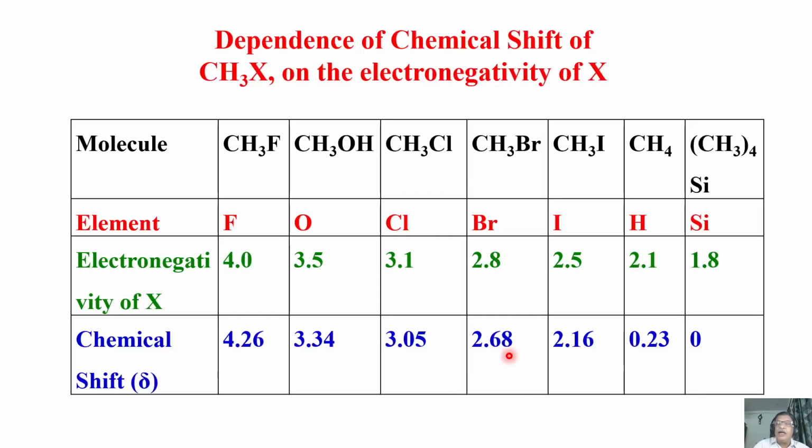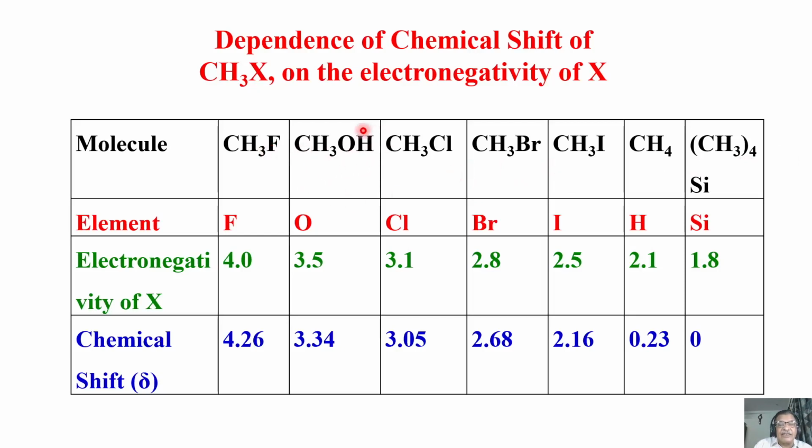Now the dependence of chemical shift of the CH3 group, CH3X, on the electronegativity. I'll tell you how beautifully the effect of electronegativity is seen in another example. Of course, we saw CH3F. We saw that in methane. We changed the substitution from iodine, bromine, chlorine, and fluorine, and we saw the effect of it for this methane group. Now, what we can do is compare this with similar molecules.